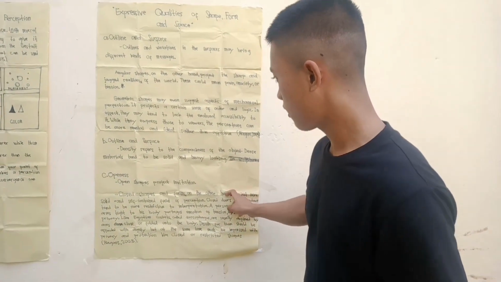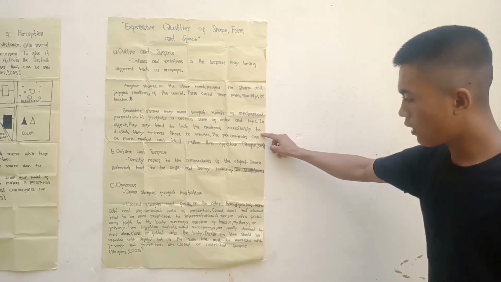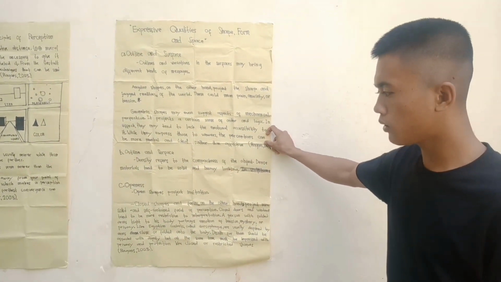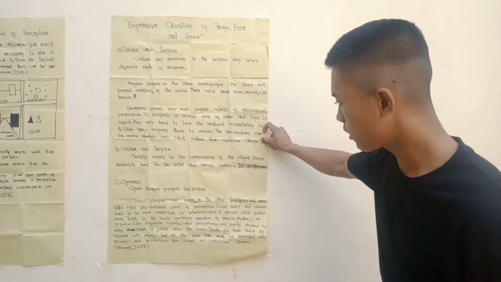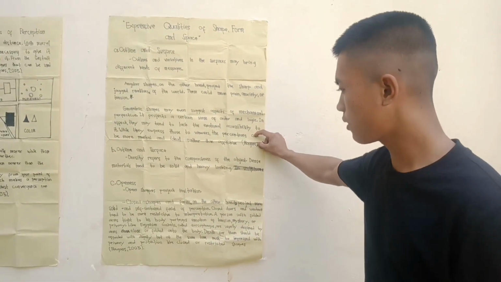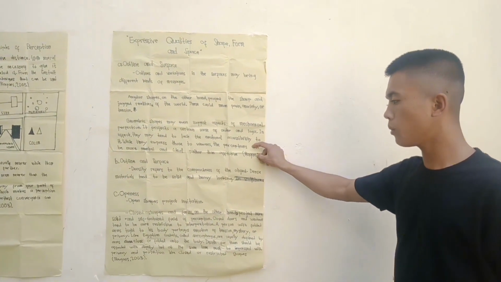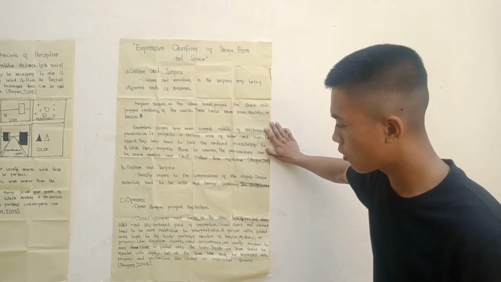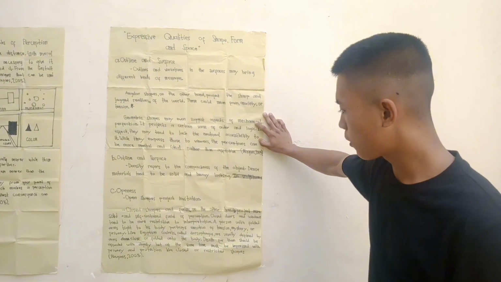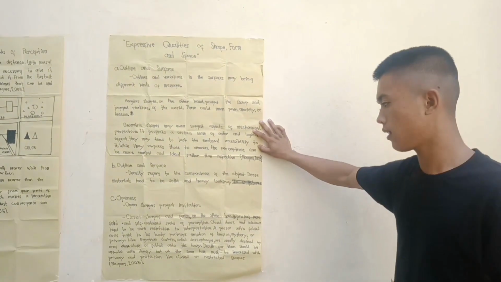Next type of openness is closed shapes and forms. On the other hand, they project a more solid and self-contained field of perception. Closed doors and windows tend to be more restrictive to interpretation. A person with folded arms tied to his body portrays emotion of tension, mystery, or privacy.